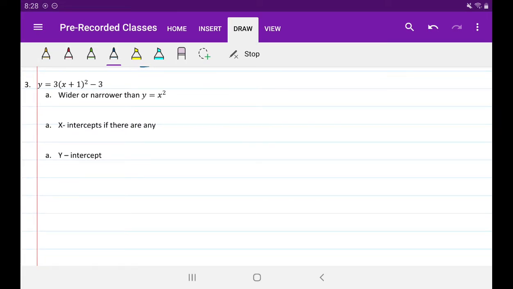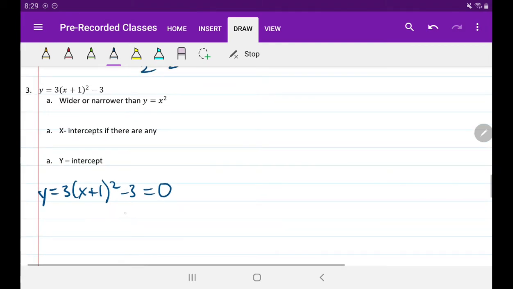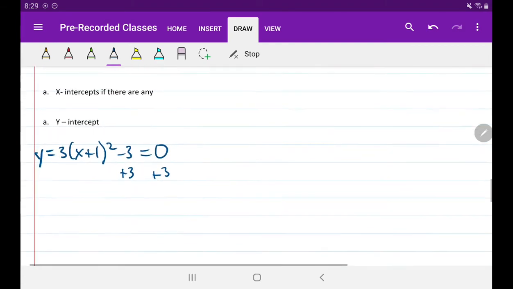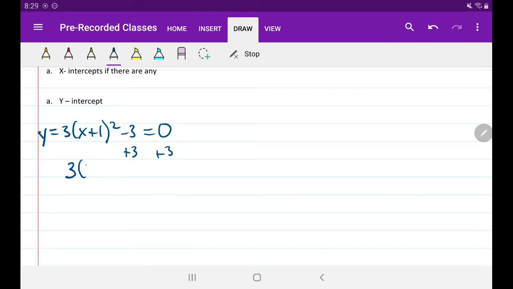So for number 3, let's see. Now, we want to find these x-intercepts, and if we look at this, it's not in standard form and it's not factored, but it is in a form that we could work with. So let's go ahead and set it equal to 0 and try to start solving it. Now we have something that's squared. It would be really easy to solve this if we could get this thing that's squared by itself. So I'm going to start off by adding 3 to both sides. And then I'll get 3 times x plus 1, the whole thing squared, is 3.